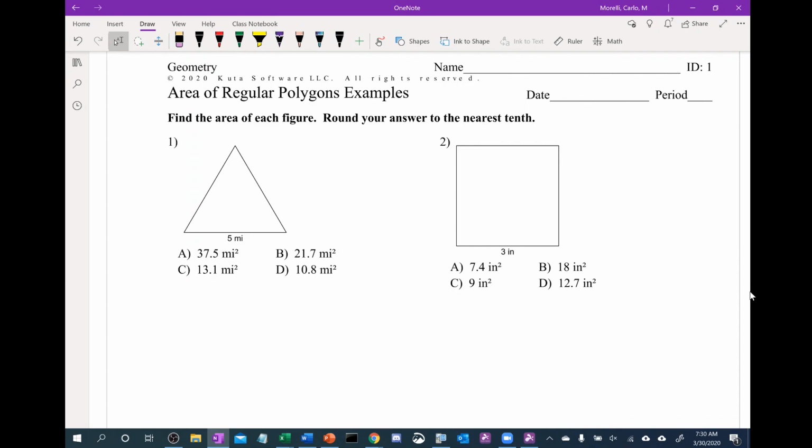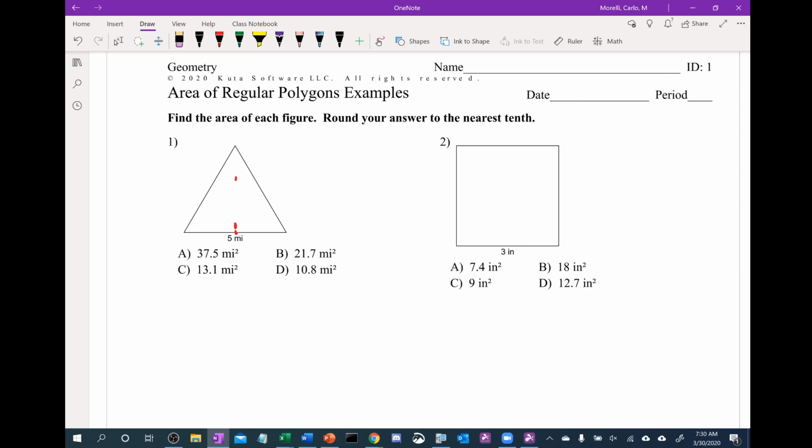Okay, so these first two figures are pretty easy. First, we have to find the area of this triangle. Now notice that we have a problem, and that is that we have one side length, but we don't have the height. Normally, we would do base times height divided by 2, but we don't have the height. So what do we do? See, we're missing this piece here. What is that?